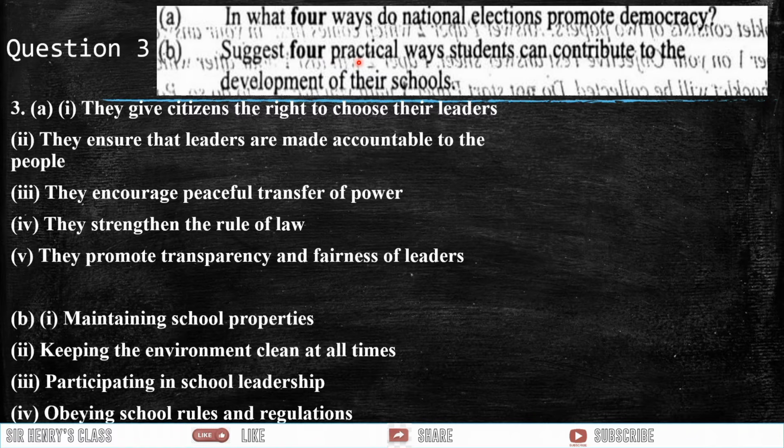3B says, give 4 practical ways students can contribute to the development of their schools. 1, maintaining school properties. 2, keeping the environment clean at all times. 3, participating in school leadership. And 4, obeying school rules and regulations.